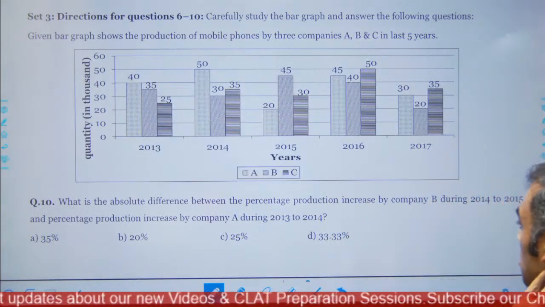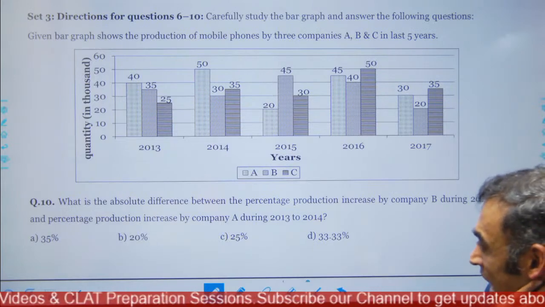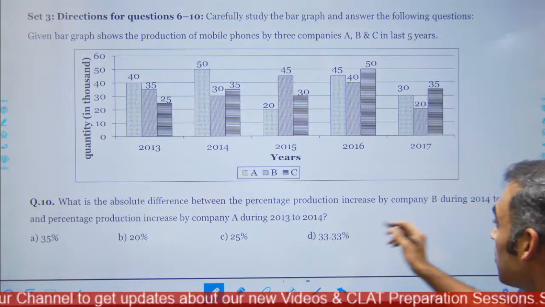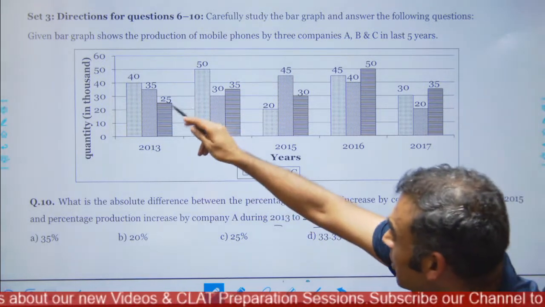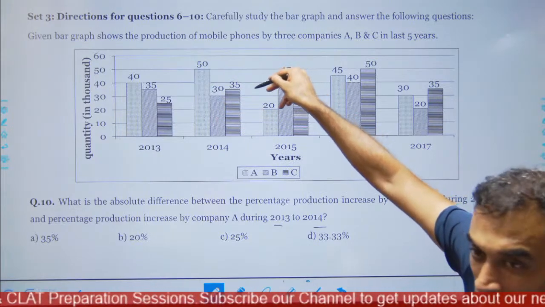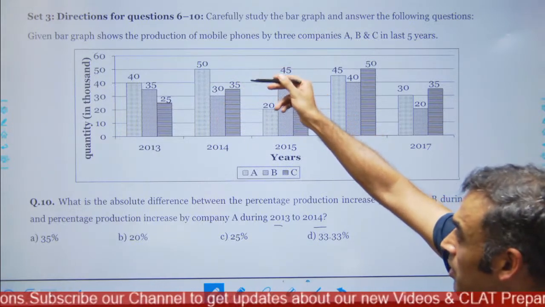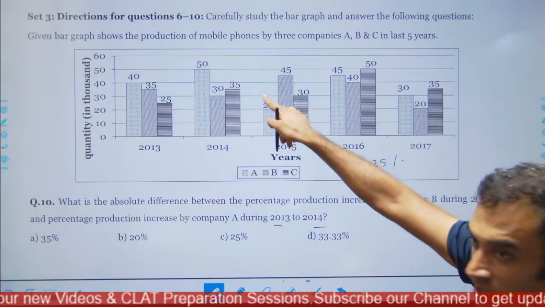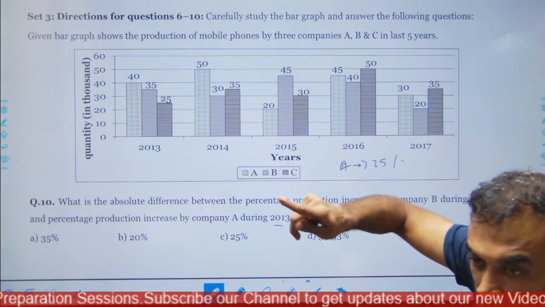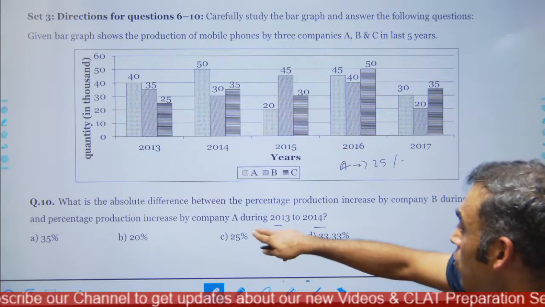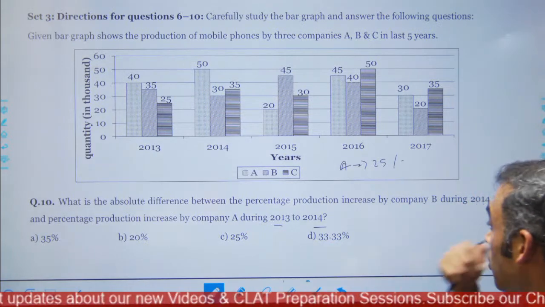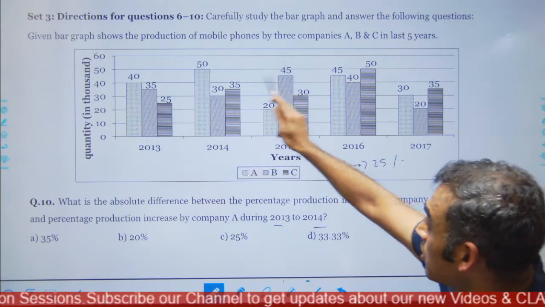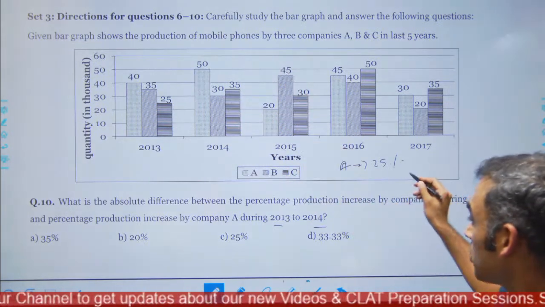Alright, so this you have to find out. What is the absolute difference between the percentage in 2013 and 2014? So how much has it increased here? A has gone from 40 to 50. That's how much? 25%. Okay, so A has increased by 25%. Just observe it. 40 to 50 means 10/40. That's 25%. Similarly, what about B? B has increased from 30 to 45. That's 15. That's 50%.